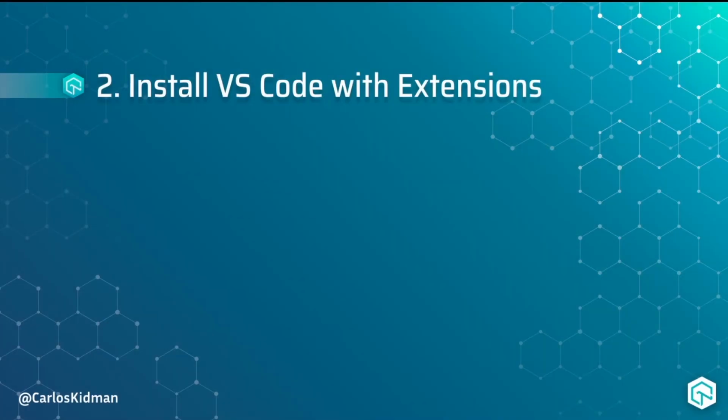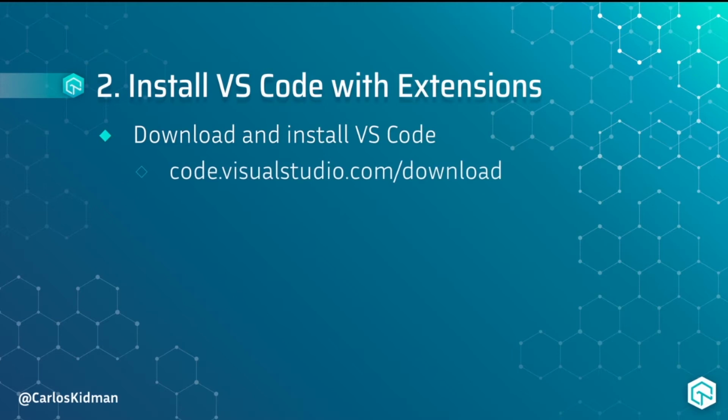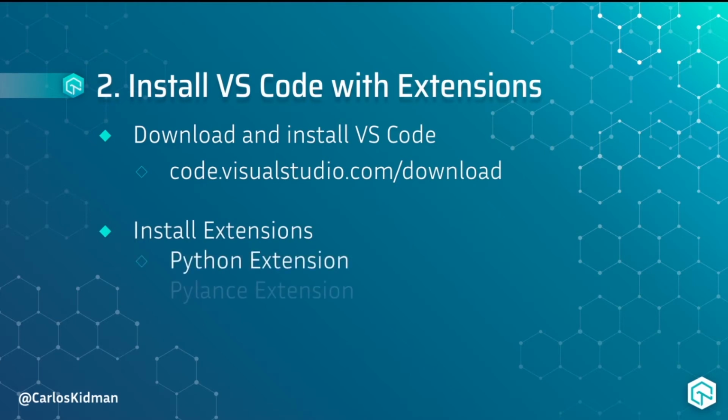For step 2, we're going to install VS Code with the necessary extensions. So we're going to be downloading and installing VS Code by going to code.visualstudio.com/download. From there, we need to install a couple extensions. We need the Python extension and the Pylance extension. So let's go to that download page and download Visual Studio Code.